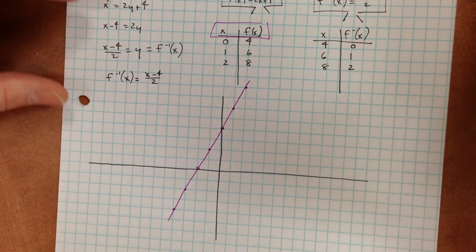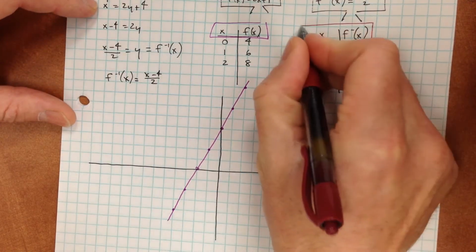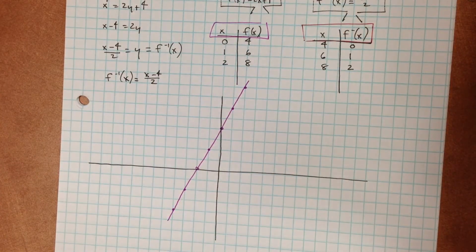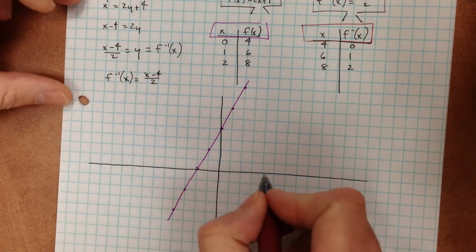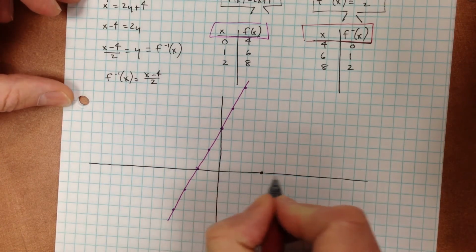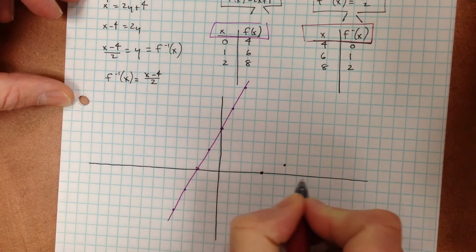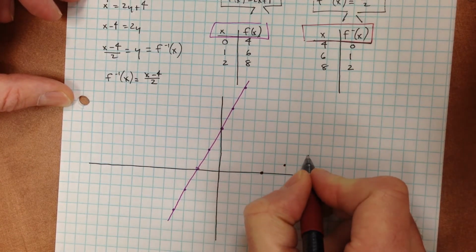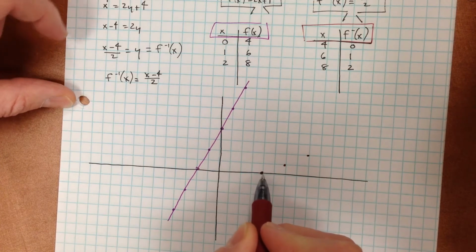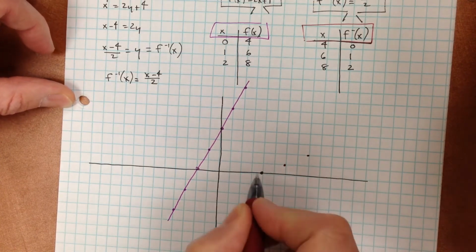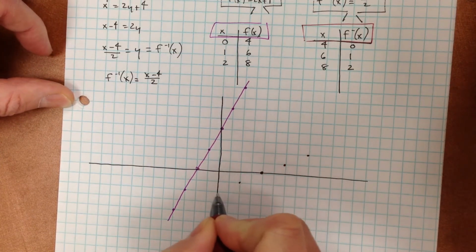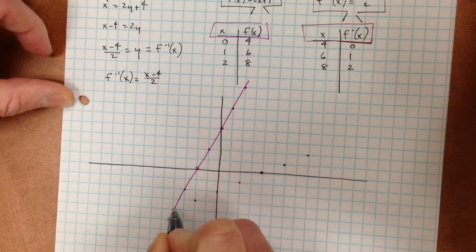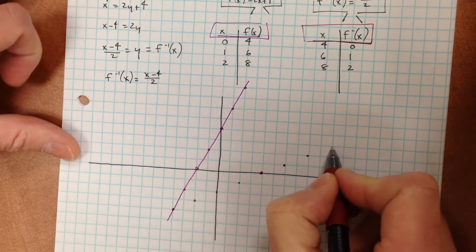Okay, let's get a secondary one. Let's deal now with my inverse. I will make that maroon, a different color, even though they look kind of similar. So 4, 0, 6, 1, 8, 2. All right. So a slope of positive 1/2, down 1 over 2, down 1 over 2, and on and on and on.